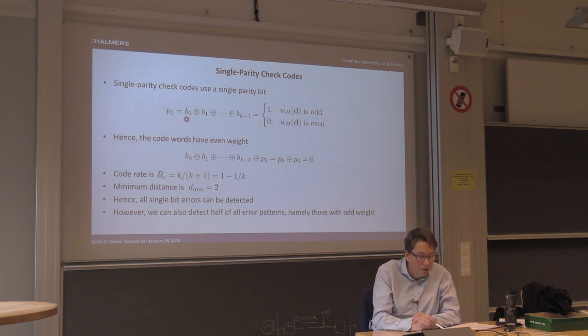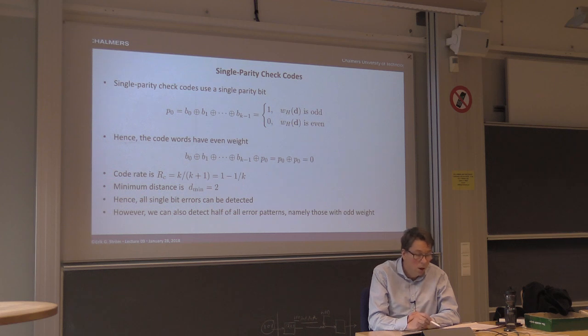So we have here our information bits, B0 up to B(K-1), our K information bits. And then the parity check bit is just the modulo 2 sum of these, which is equal to 1 if the Hamming weight of the information word is odd and 0 otherwise. So if we have an odd number of ones here, then the parity is 1. If we have an even number of ones here, the parity is 0. So if we then add the parity bit to the information bits, we see that the modulo 2 sum of this is always 0.